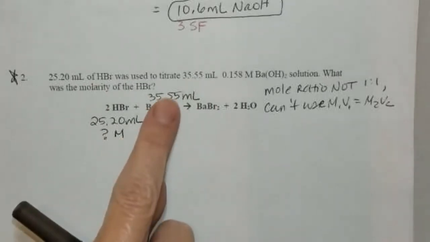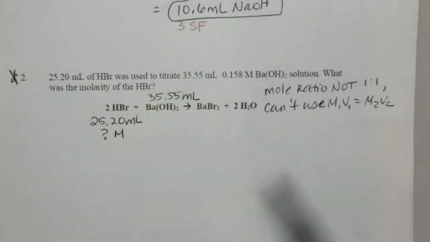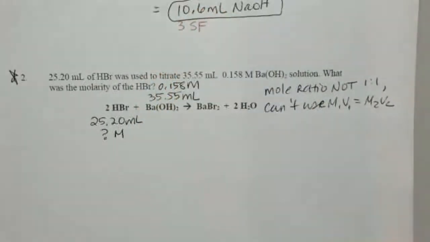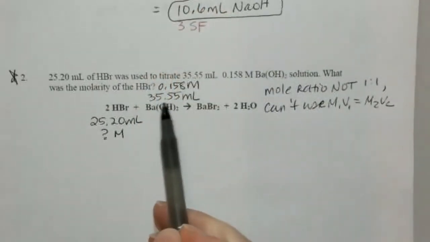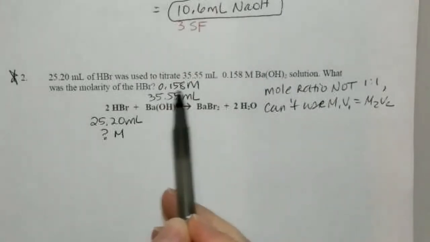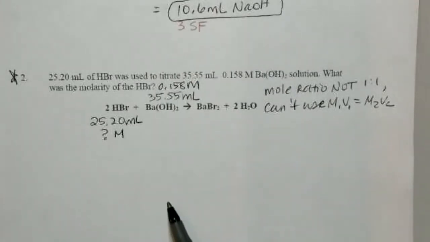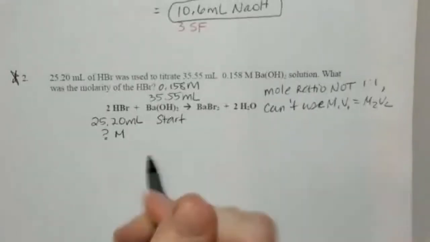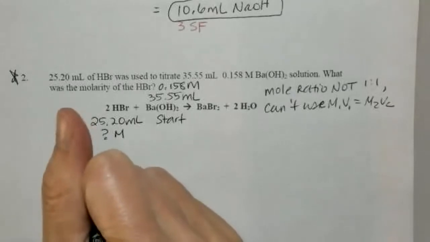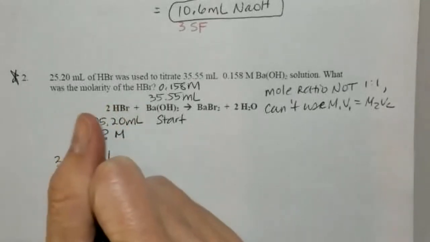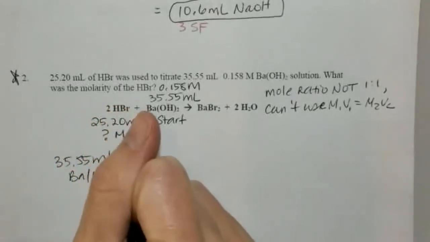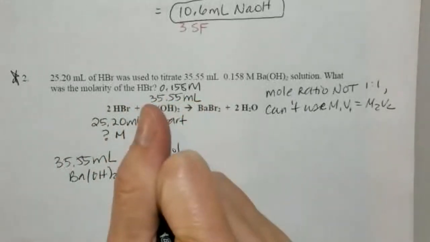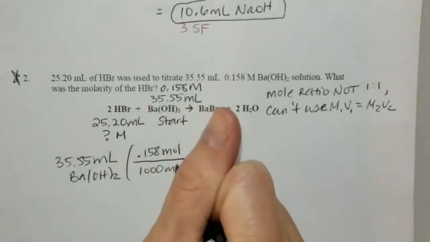The barium hydroxide, however, I've got a volume and I have the molarity. It tells me it's 0.158 molar. So I can start with my 35.55 because I know how many moles will be in that because I know what the molarity is. So I'm going to start with my barium hydroxide. So I start with the 35.55 milliliters, and molarity will get me to moles. So 0.158 moles per 1,000 milliliters.